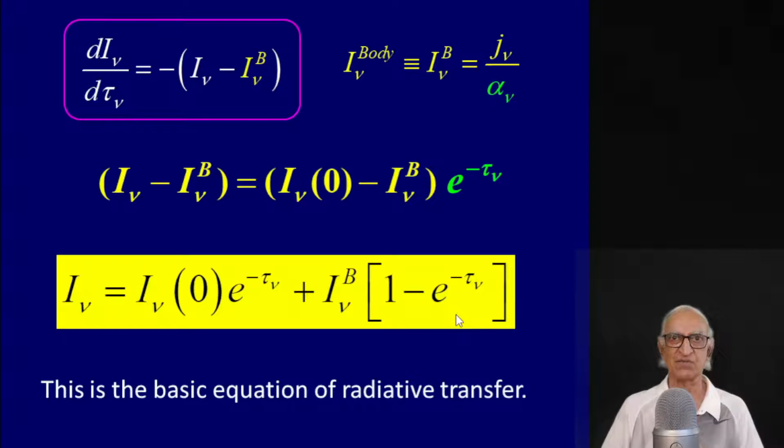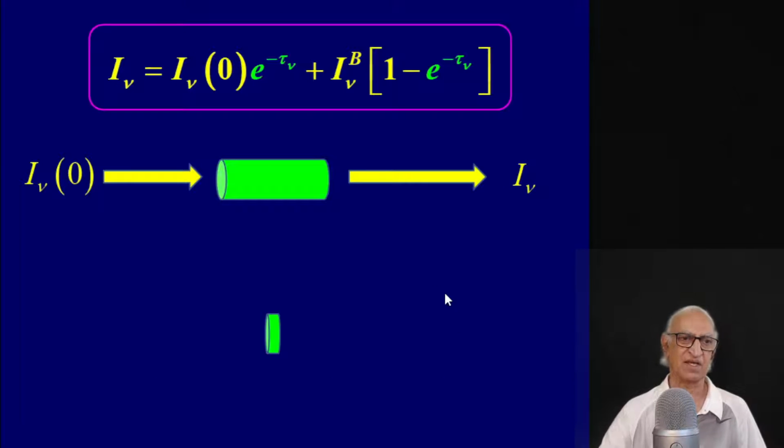Now if you are woken up in the middle of the night many years from now, you ought to be able to write down this equation. Not from memory, but using the principle on which this equation has been written. So let's try to understand that. This is the same equation as in the previous slide. There are two terms. This is the first term and this is the second term. This is the specific intensity incident on this medium and this is the specific intensity going out.